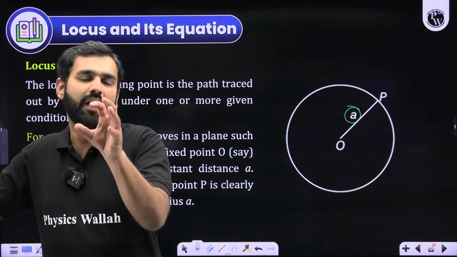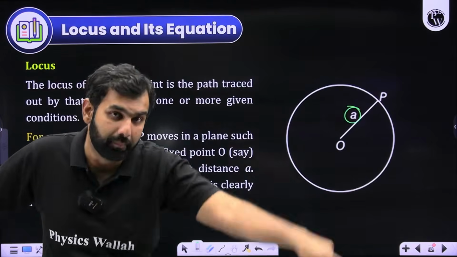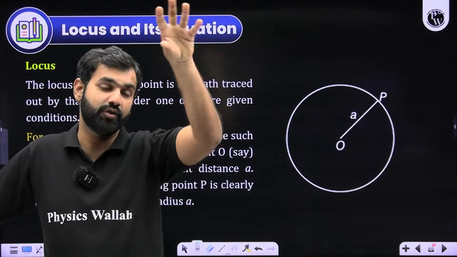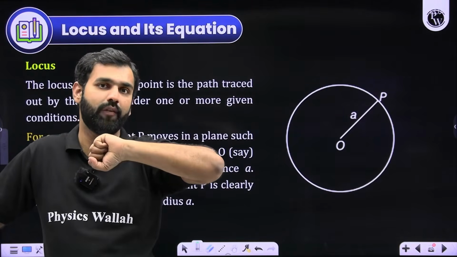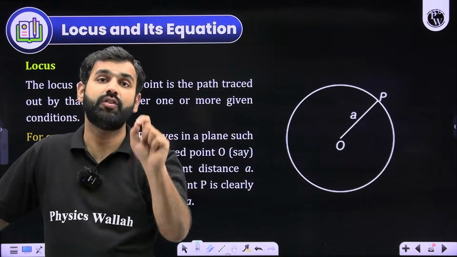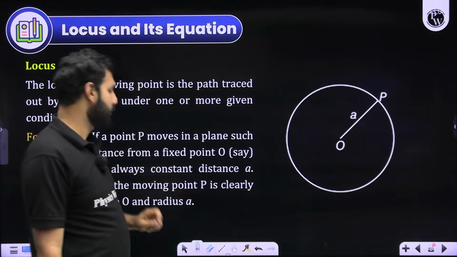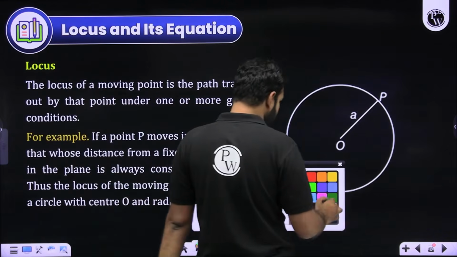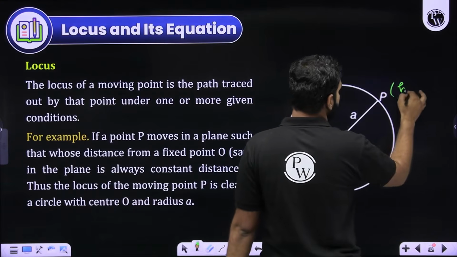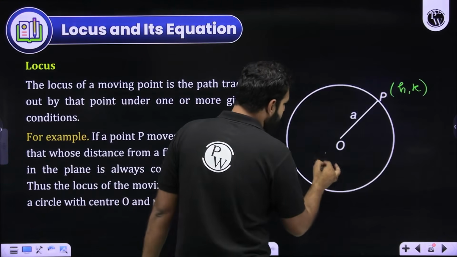So can I write the equation of P? Can I write the equation of the path which P follows? And that equation of the path is called the locus of P. I hope you're able to digest my point very clearly here. So how do we solve such questions? What I'll do is, I'll say that, let's say the coordinates of P are (h, k). O is nothing but what?